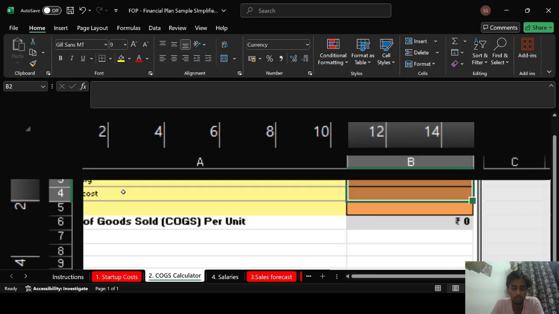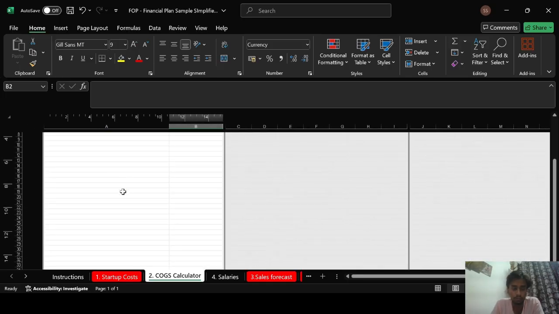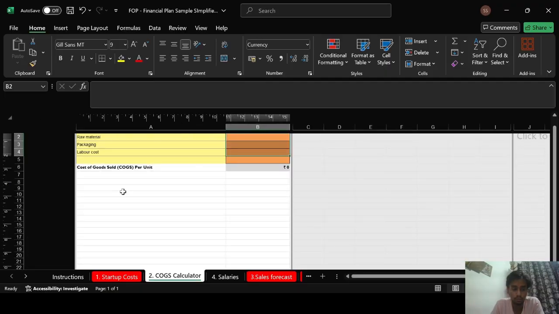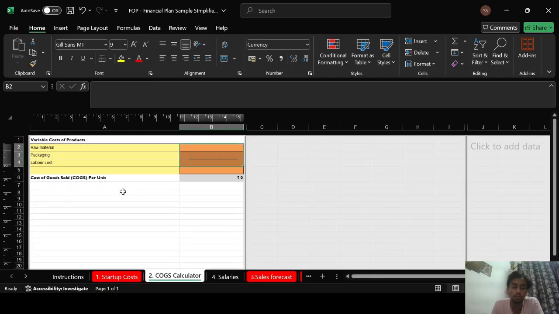So yeah, this is the COGS calculator. The COGS calculator basically calculates the cost of goods sold. It will incorporate raw material, packaging, labor cost, etc.